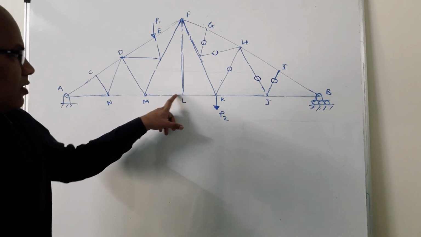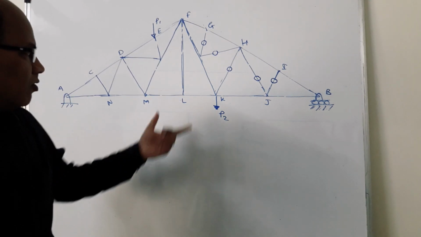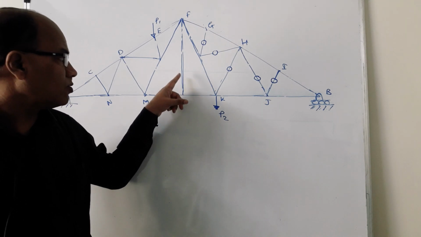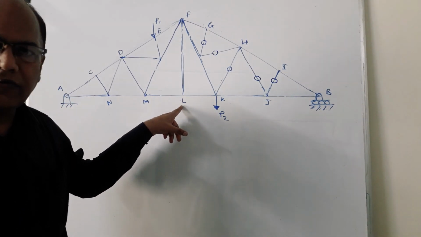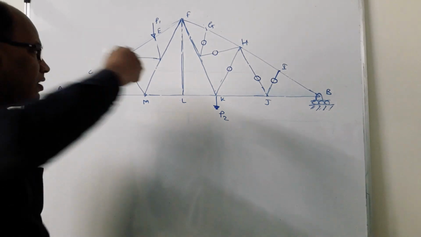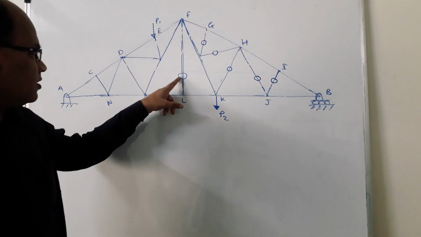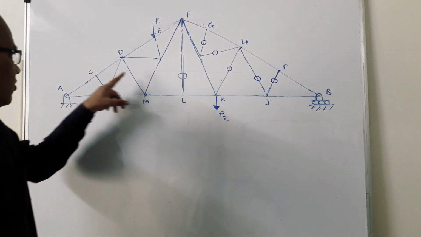At this joint there are 3 members which are meeting. Out of these 3, 2 are collinear and this one is the third one which is non-collinear. There is no external force over here, which simply means that it is again a zero force member. Now this is a zero force member. Then I will go with this joint.